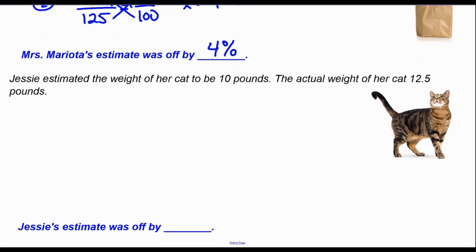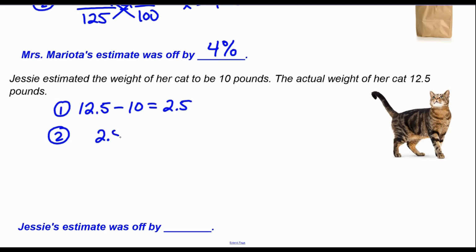Next, Jessie estimated the weight of her cat to be 10 pounds. The actual weight of her cat is 12.5 pounds. Find the percent error. How far off was Jessie on her estimate? So to do that, the first thing we need to do is find out how much she was off. We're going to use subtraction. 12.5 minus 10 is 2.5. So she was off 2.5 pounds. So what percent is that?